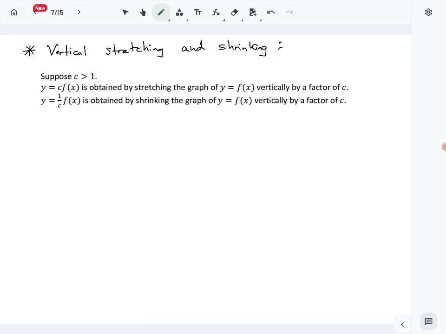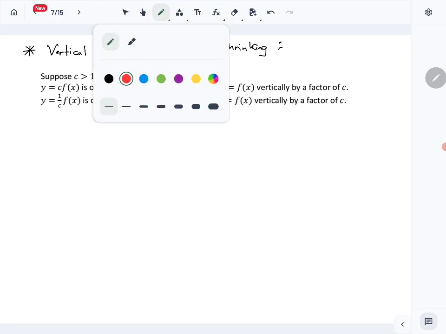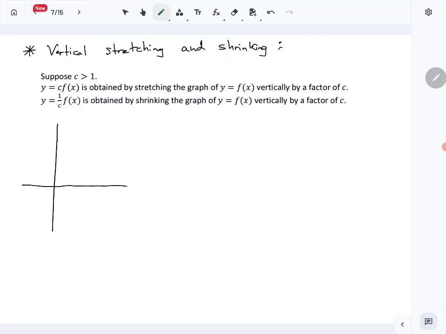Then vertical stretching and shrinking is the next type, right? So let's look at that type now. Let's say we do a shape like this. Right, this is my y equals f(x) curve. Now I want to draw y equals a constant times f(x), and here I'm going to take c to be greater than 1. Okay, remember this, the constant is greater than 1.